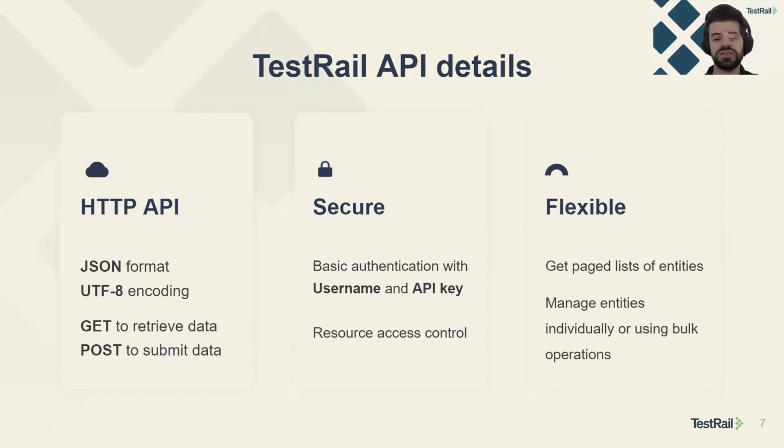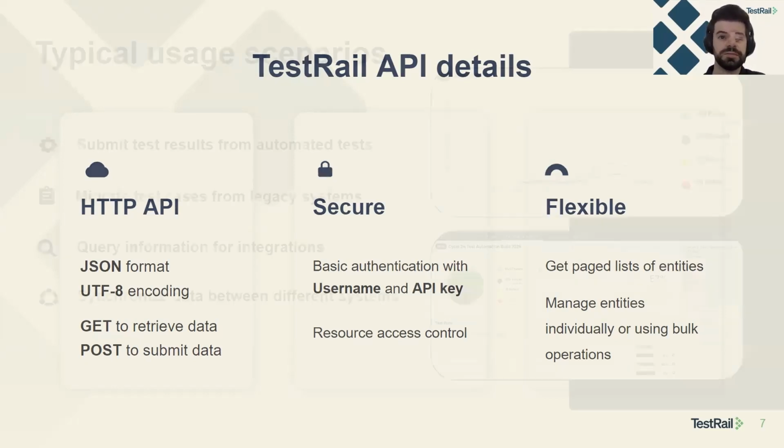With our current architecture, you use the get verb to retrieve data and the post verb to submit data. It's also a very secure API, so it has basic authentication where you can use your username and your password, or over here I have written API key because that's a safer method. That's what you should use. You should generate an API key and not use your password directly. And it has resource access control as well, so everyone only has access to what they should have access to. And it's a very flexible API, so you can get paged lists of entities, you can manage entities individually or using bulk operations, among other things, and you can manage virtually any entity in TestRail.